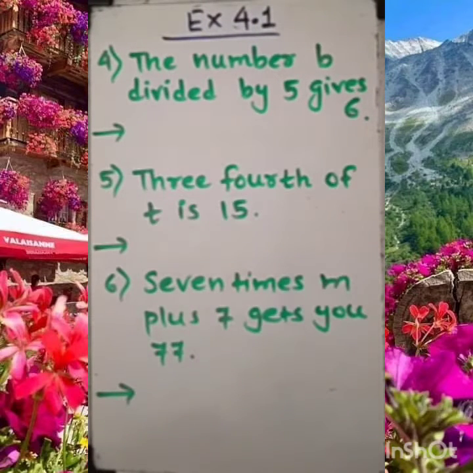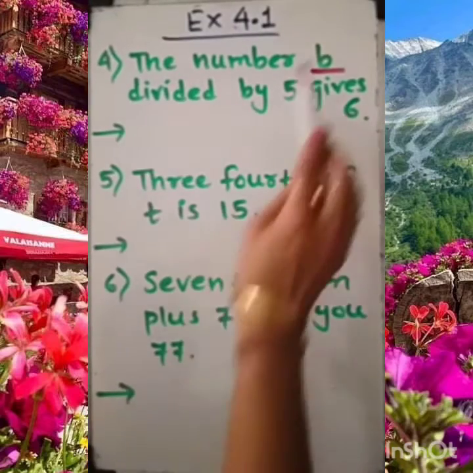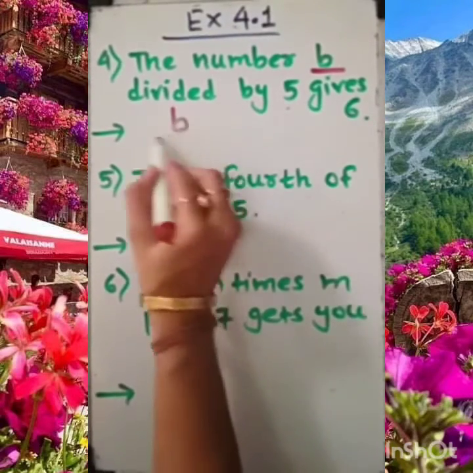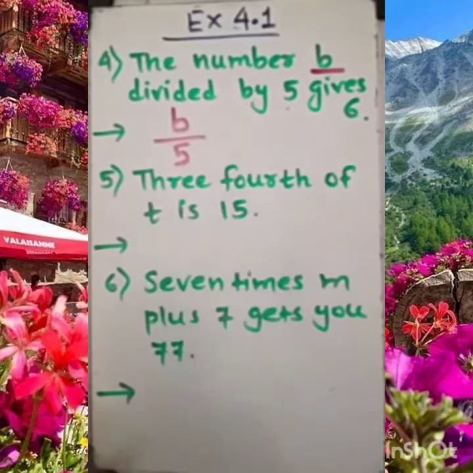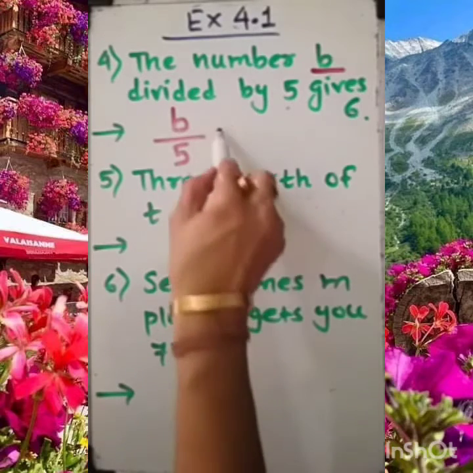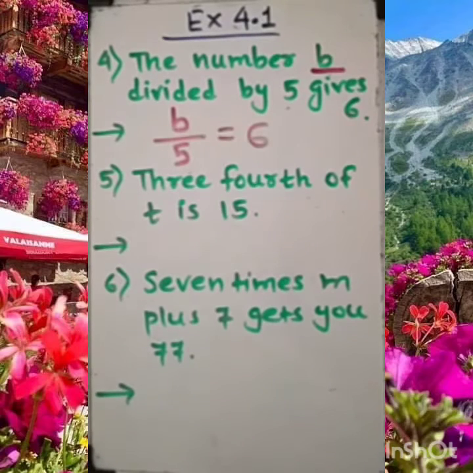So the fourth is on your screen. The number b divided by 5 gives 6. Dear student, here the unknown variable is b, and we are going to divide it by 5. So we need to write b divided by 5. The result is 6. So the equation will become b divided by 5 equal to 6.